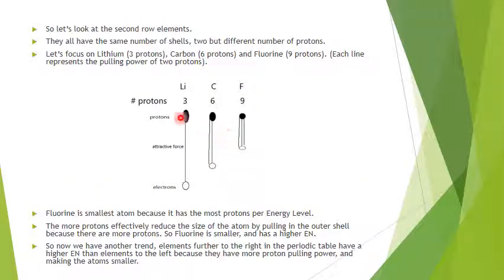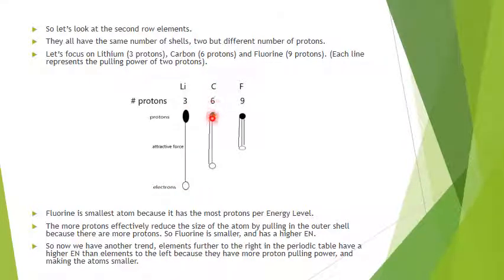Okay, so let's take a look at lithium, carbon, and fluorine. Lithium has 3 protons, carbon 6, and fluorine 9. Each rubber band, we're going to say, represents 2 protons' attractive force on the electrons. So this is lithium, and there's 3 protons. So there's 3 protons pulling on these electrons out here. And we're not worried about how many. We're just going to say it's pulling on the outer shell.